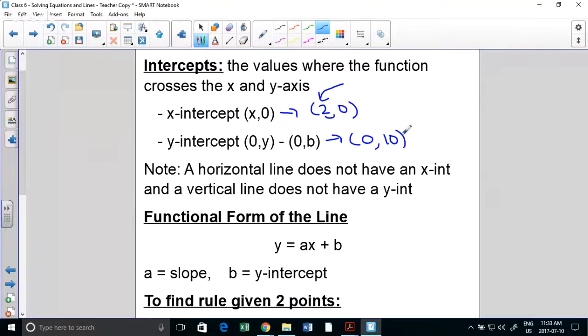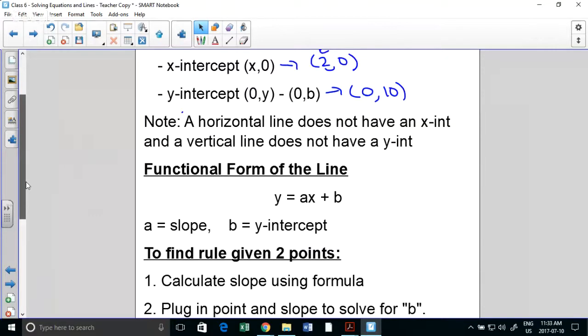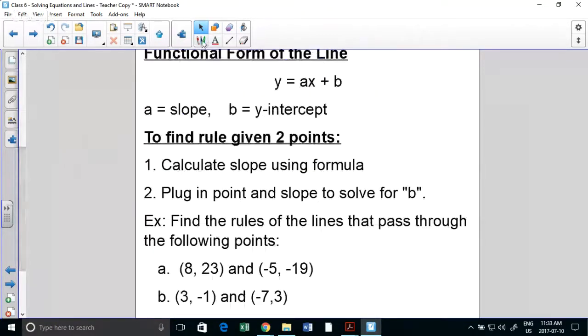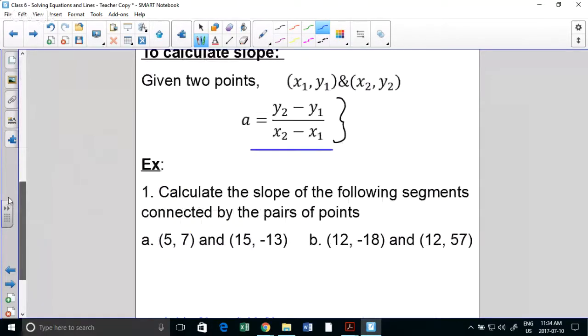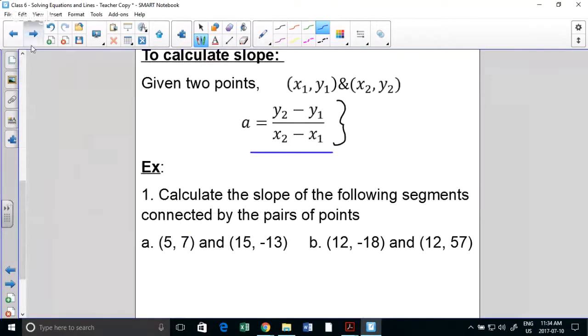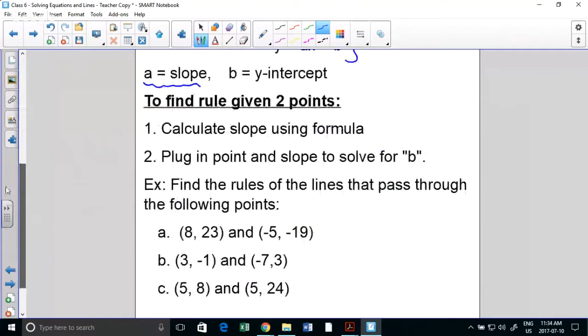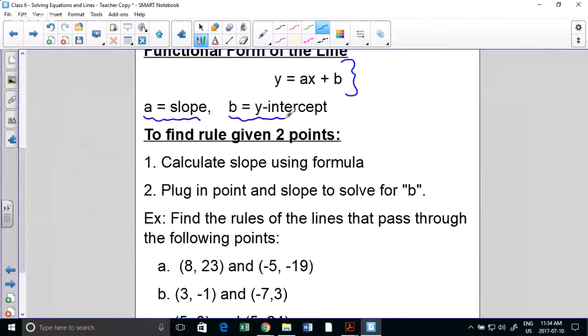Putting all of this together, we had the functional form of lines, standard form. Y equals ax plus b, something hopefully you'll never forget. So you did this again in secondary 3, lots and lots of stuff. So you have y equals ax plus b, where a is the slope, which you find using this formula here, y2 minus y1 over x2 minus x1. And you have b is the y-intercept.